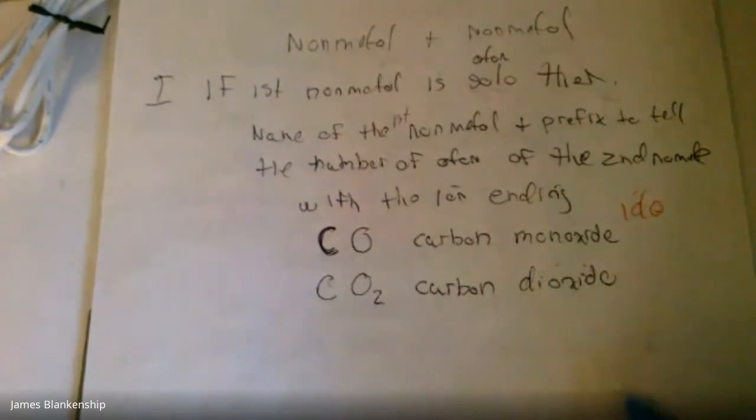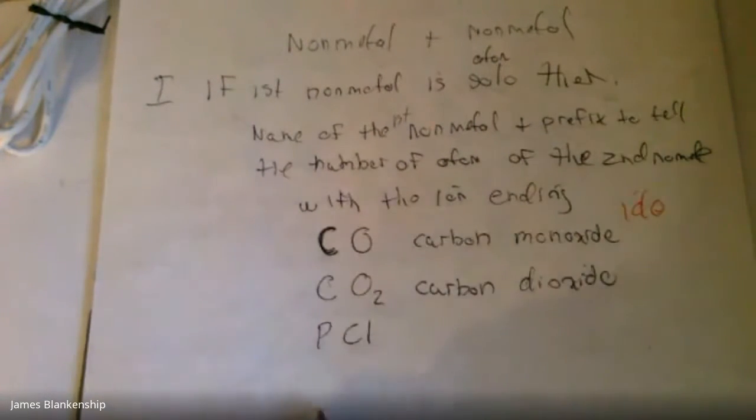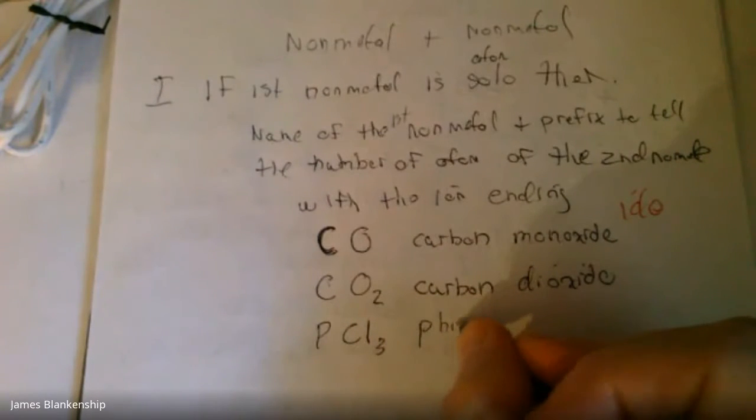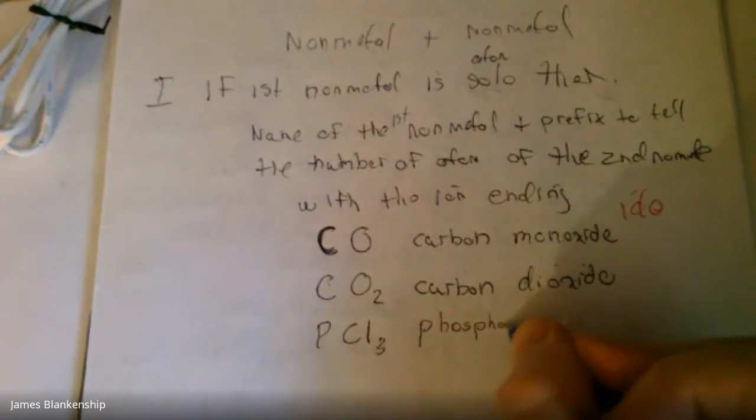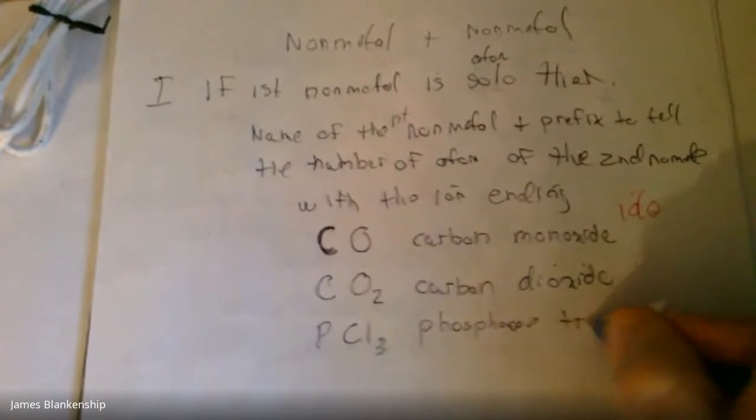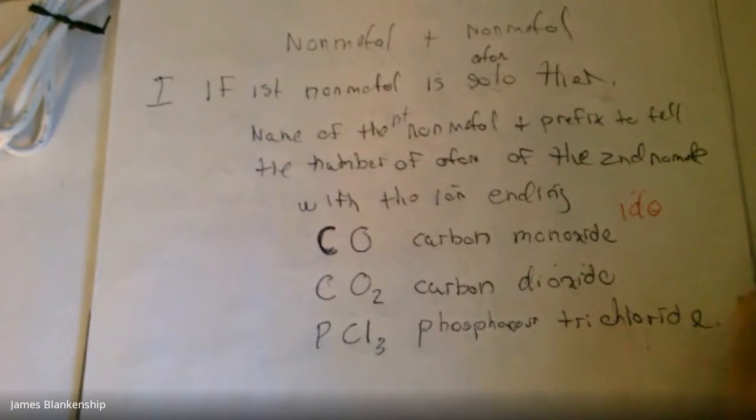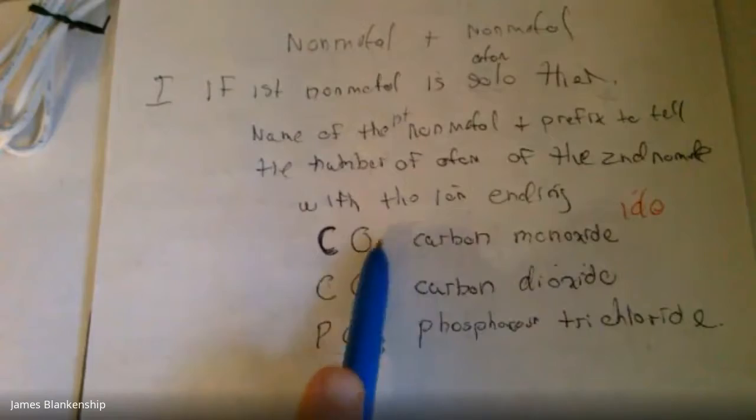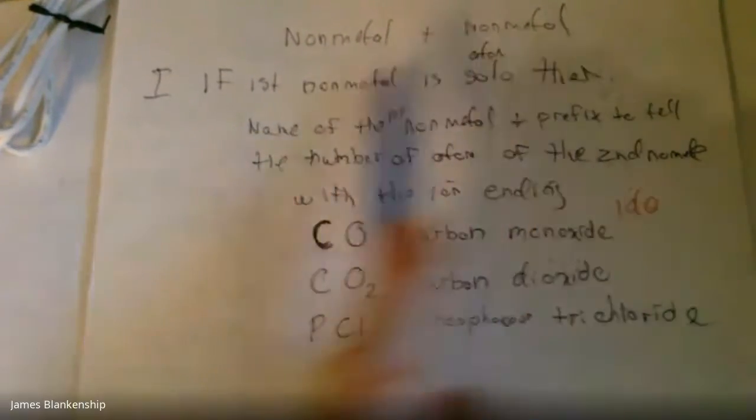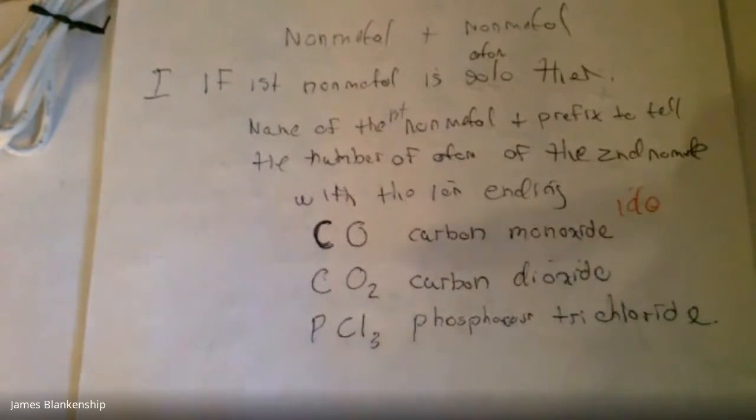Carbon dioxide. You could even do this if you had phosphorus, PCl3, that would be phosphorus trichloride. So it's a very stable set pattern. Nonmetal, nonmetal. If your first one is solo, just the name and then a prefix to indicate the number.